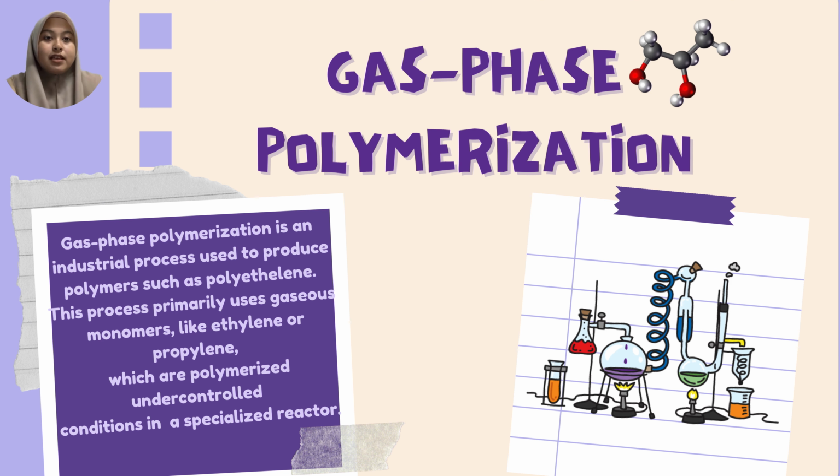Next, gas phase polymerization. What is gas phase polymerization? Gas phase polymerization is an industrial process used to produce polymers such as polyethylene. This process primarily uses gaseous monomer like ethylene or propylene, which are polymerized under controlled conditions in a specialized reactor.